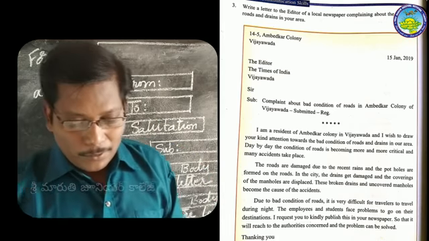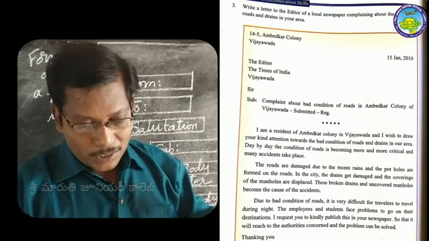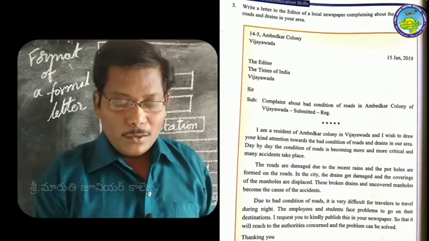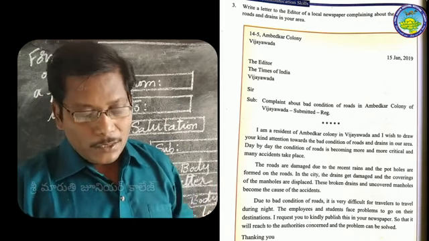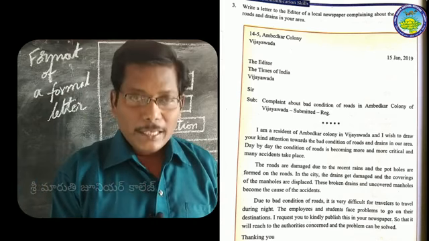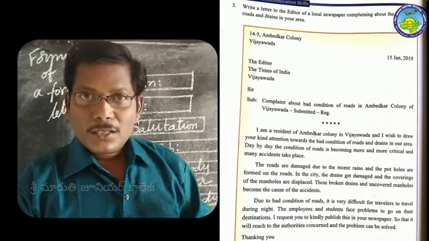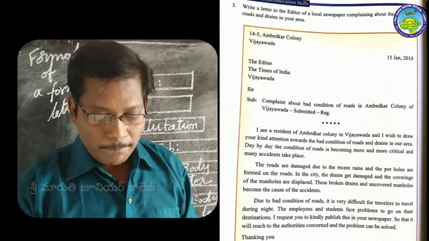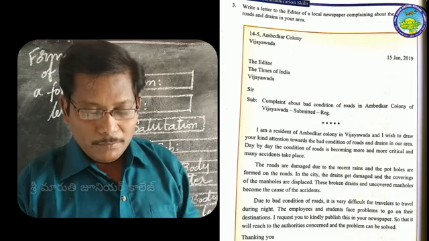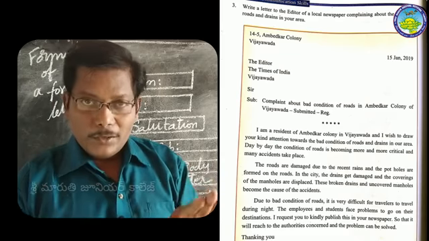Okay. So as usual we can find on the left side the address, 14-5 Ambedkar Colony, Vijayawada, and to address the editor, the Times of India. So he is writing the letter to the Times of India English newspaper, Vijayawada. Next, the salutation. Sir, subject, complaint about bad condition of roads in Ambedkar Colony of Vijayawada. Here you need not write submitted regarding. Vijayawada regarding, that's enough.